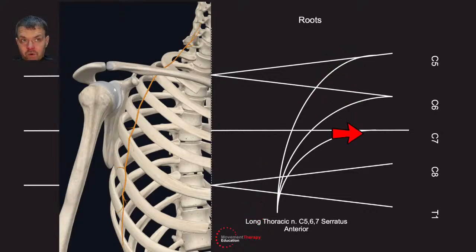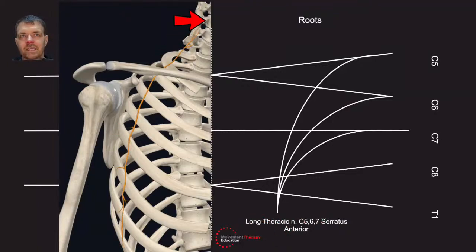This comes from several roots, so we've got C5, C6 and C7, and again immediately as soon as it's coming out of the neck and it's become a mixed nerve, a peripheral nerve, we've then got three of those nerve roots that join together to form the long thoracic nerve, which is a peripheral nerve, and it goes down to the serratus anterior muscle.